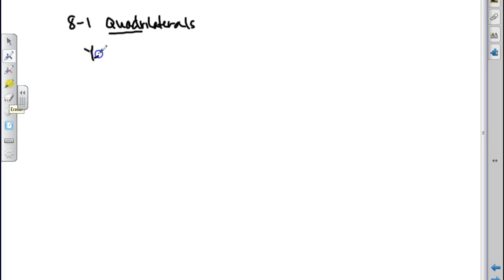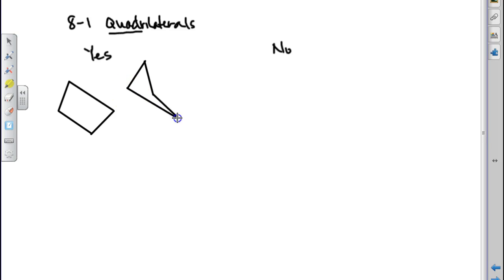So let's make a yes and a no section. And let's draw some quadrilaterals. So you can draw something crazy, as long as it has four sides, we are good to go. All right. We could draw a square, or a rectangle. Those are both quadrilaterals. Parallelogram is a yes. Trapezoid is a yes.